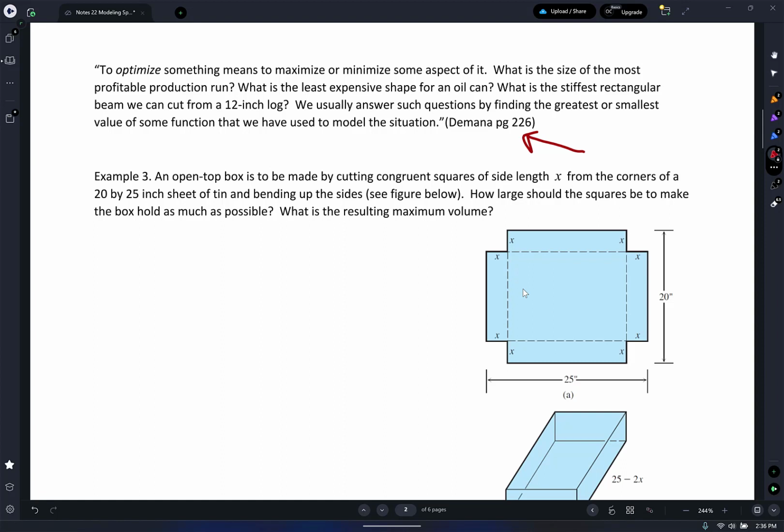Okay, you guys ready? All right, here's what we have. Let's read it. Example 3. An open top box is to be made by cutting congruent squares of side length x from the corners of a 20 by 25 inch sheet of tin and bending up the sides. See figure below. How large should the squares be to make the box hold as much as possible? What is the resulting maximum volume?